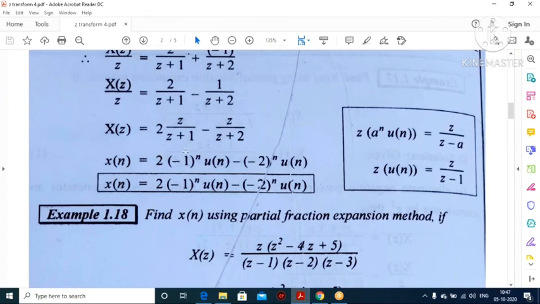You know that formula from the properties, isn't it? So a power n into u of n is the inverse of z by z minus a. So here z by z minus a, a is minus a, but here it is plus 1, so I take it as minus 1. So minus 1 whole power n into u of n. Second term here also minus 2 whole power n into u of n. So the answer becomes 2 into minus 1 power n u of n minus minus 2 whole power n into u of n. This is your x of n sequence.